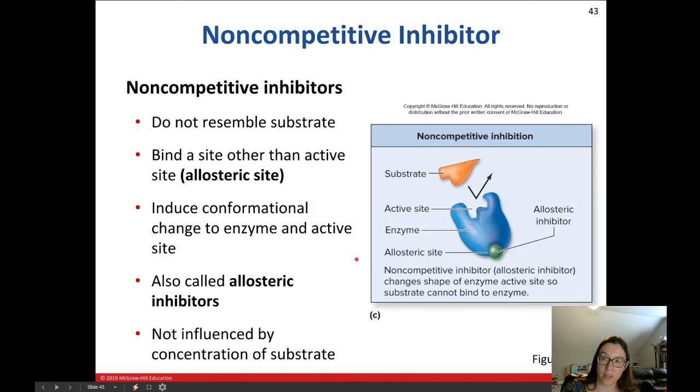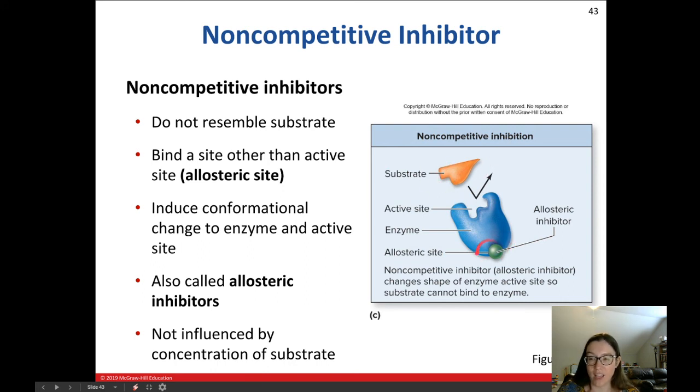So the other type is a non-competitive inhibitor. A non-competitive inhibitor doesn't resemble the substrate and it doesn't bind to the active site. Instead, it binds to a different site called an allosteric site, another site. What it does is bind to that allosteric site, and a lot of times it causes a change in the shape of the active site.